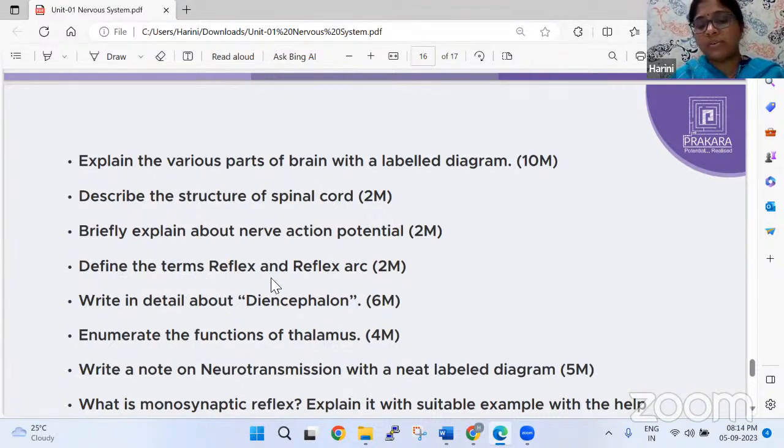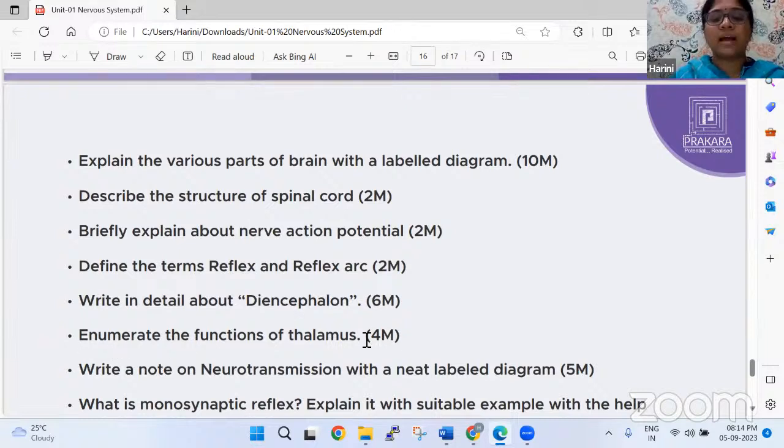Next, define the term reflex and reflex arc. Write in detail about the diencephalon. Diencephalon has the major action. It is the anterior part of the pons, or otherwise the anterior part of the brain stem, and it connects to the major part of the cerebrum. All that you can write in this diencephalon.